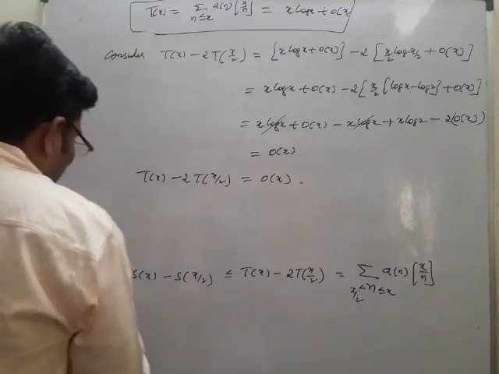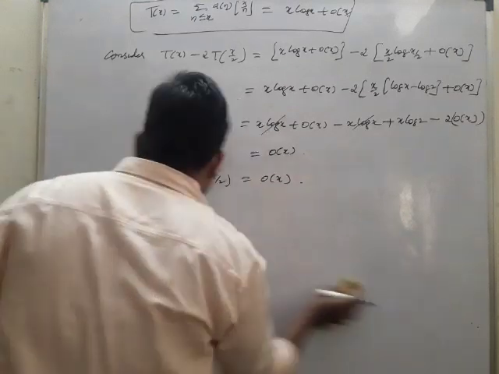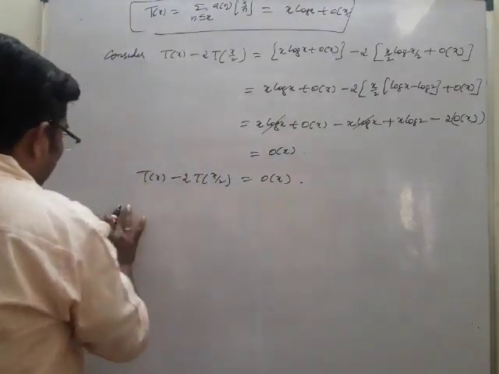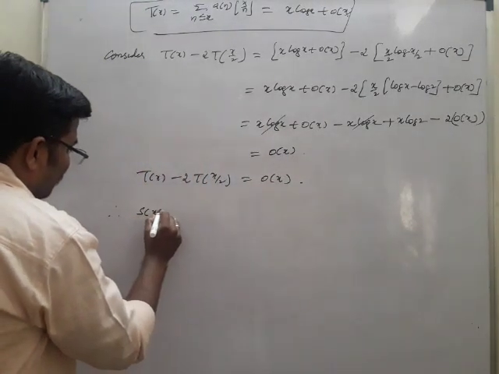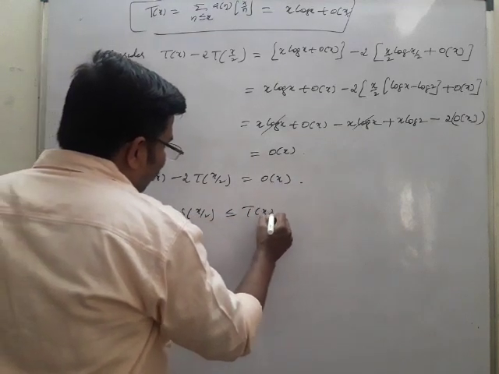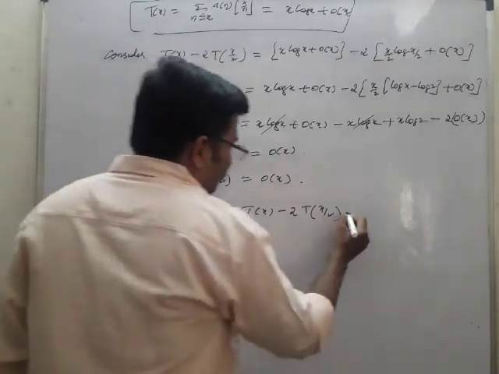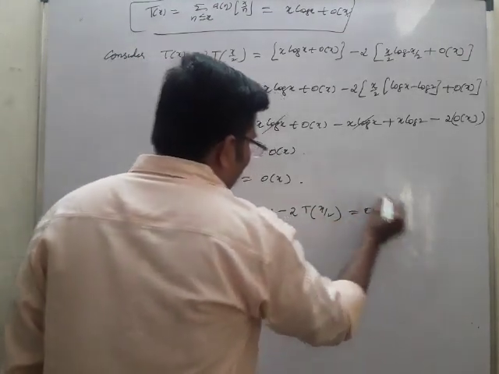So what will we write here? Therefore we may write it in the form like this. We'll write s of x minus s of x by 2 is less than or equal to t of x minus 2 into x by 2, which is nothing but equal to big O of x.